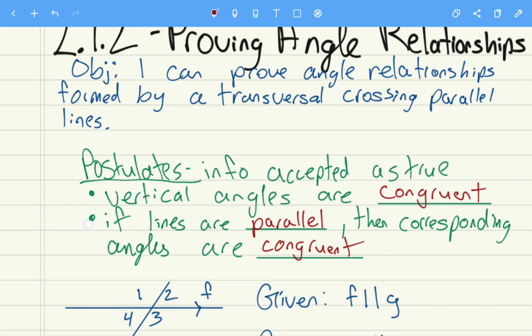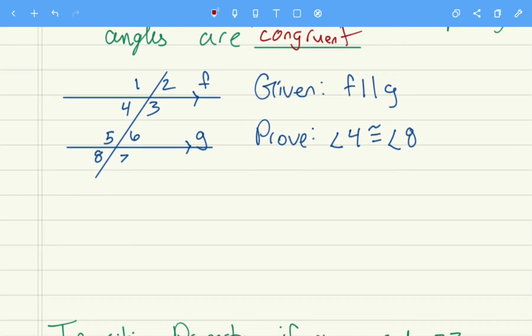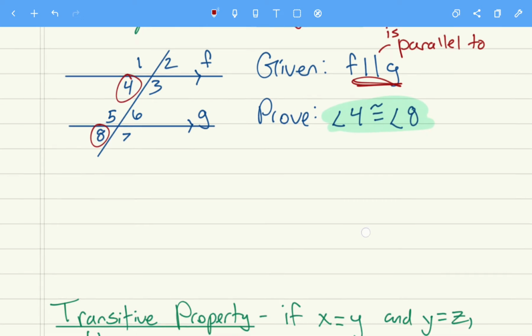So let's go ahead and get started with a pretty simple one. We are given this figure right here with two lines F and G and a transversal crossing through. We are given that F is parallel to G. This symbol means parallel to. And we want to prove that angle 4 is congruent with angle 8. So that's these two angles right here.